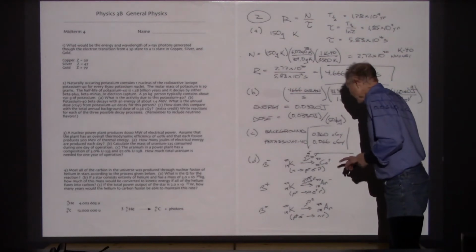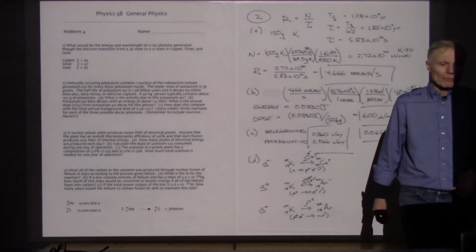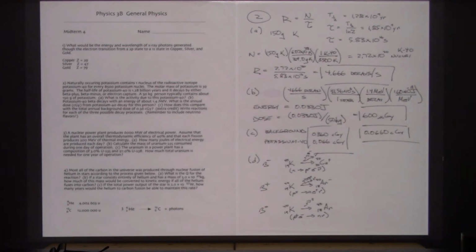On the other hand, the E plus is going to react with one of your indigenous electrons. And so that's a problem. The E plus and E minus are going to decay into high energy photons. You're going to be exposed to that.